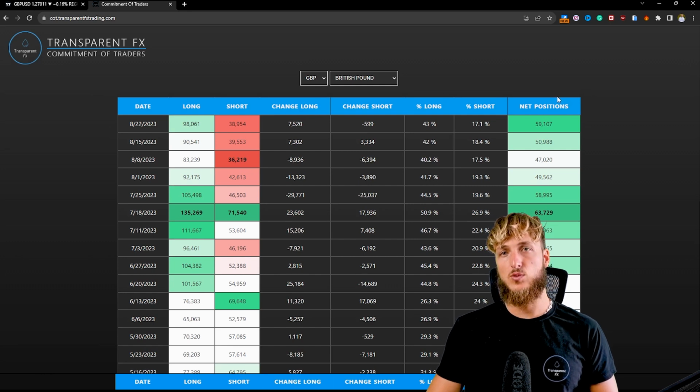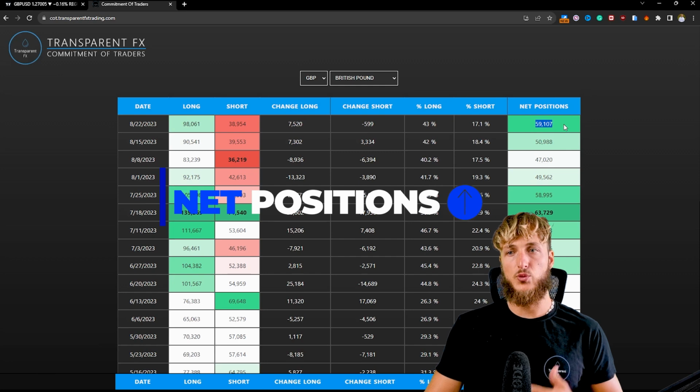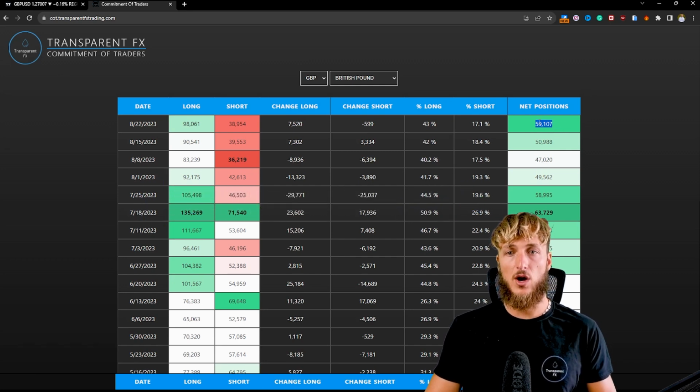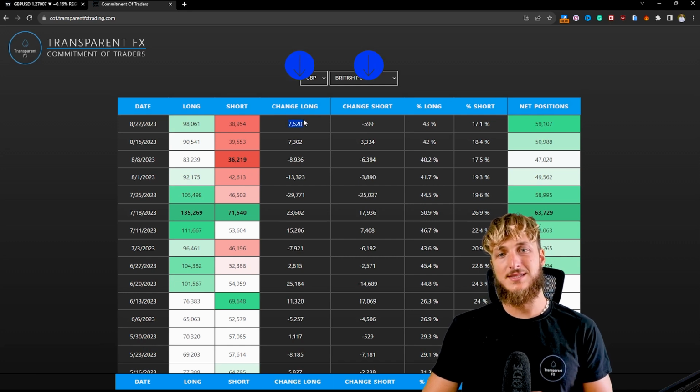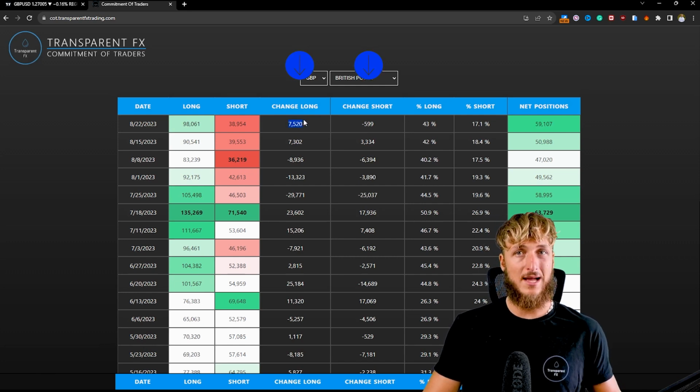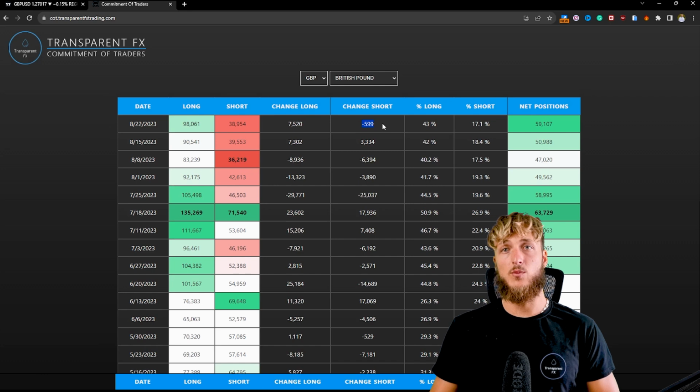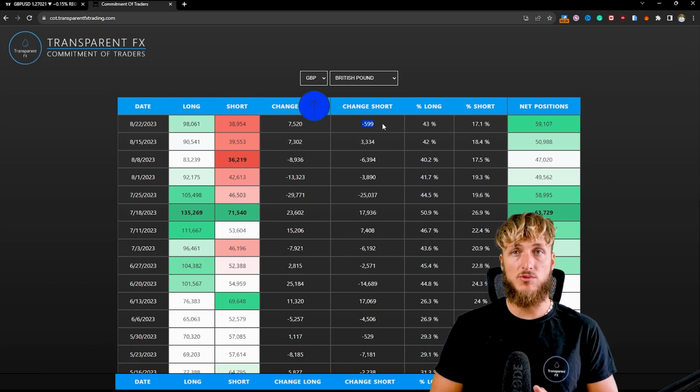And what we can see is that with the last report, we went from having 47k net positions up to 59.1k net positions, showing a strong increase of the net positioning with 7,500 longs added with the last report and almost 600 shorts getting closed. This shows how institutions are moving to the bullish side of GBPUSD, making it stronger.